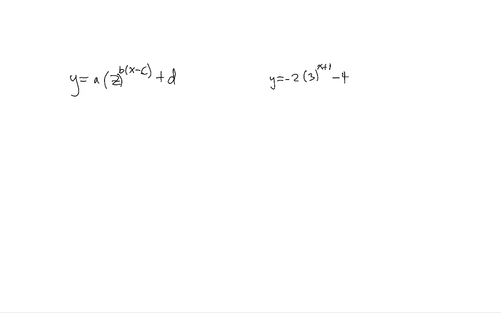This negative is probably an a, so this means a reflection across the x-axis. This 2, notice it's not in the brackets. It's also probably an a, and it's probably a vertical stretch by a factor of 2.